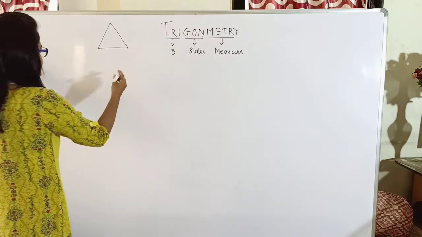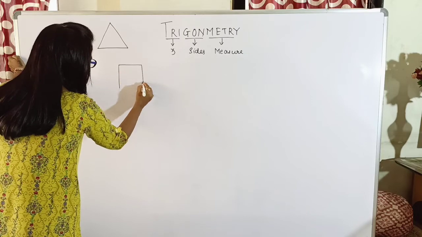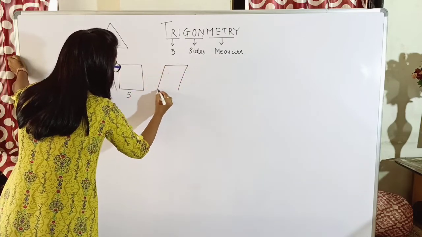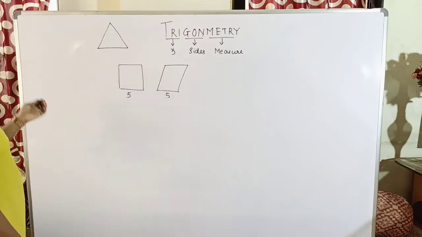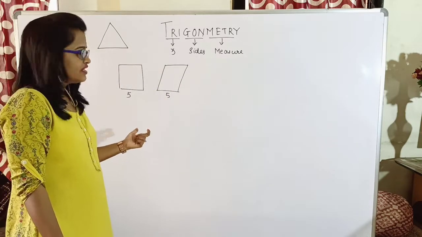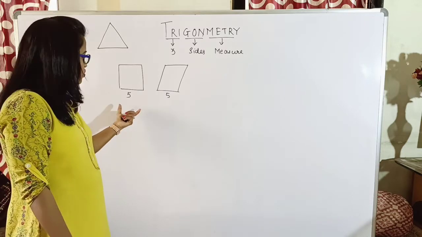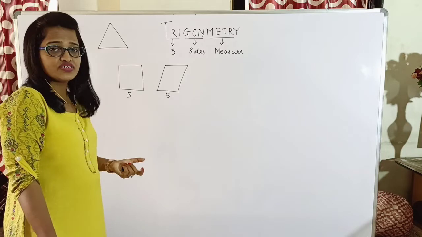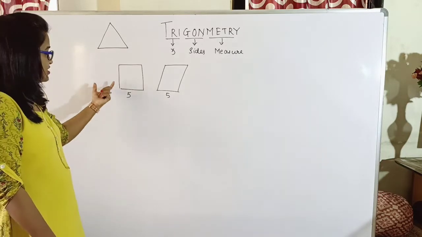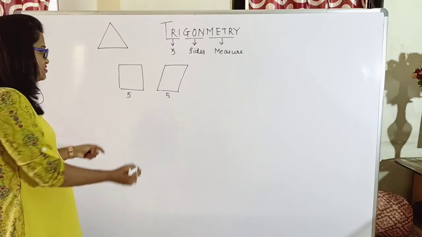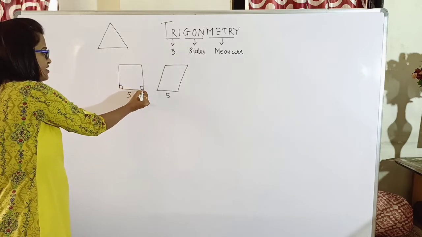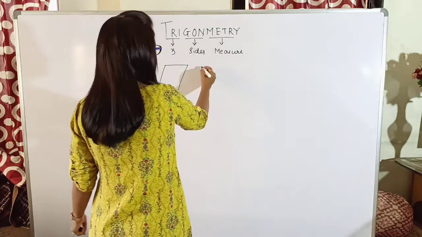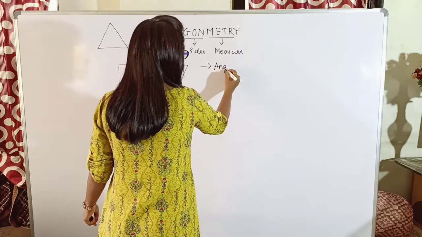Okay, so now let us see. Suppose I draw two figures. This is a square of 5 centimeter, whereas this is a rhombus of 5 centimeter. Now are the two figures similar? Definitely not. Why? Though all four sides are the same, still the figures are not similar. Is it because of the angle? Yes, because for a square the angles are 90°, but for a rhombus they are not 90° angles. It means the two figures are not similar because their angles are not equal.